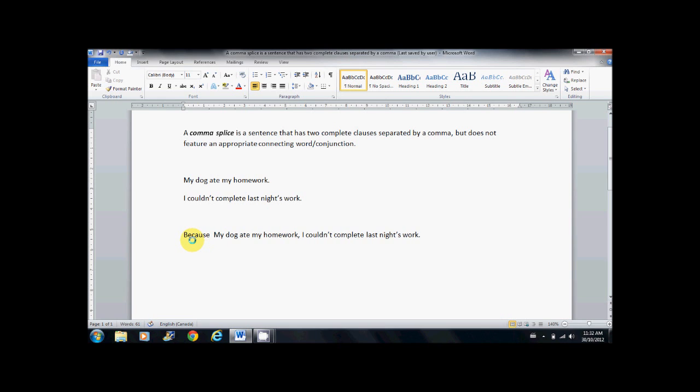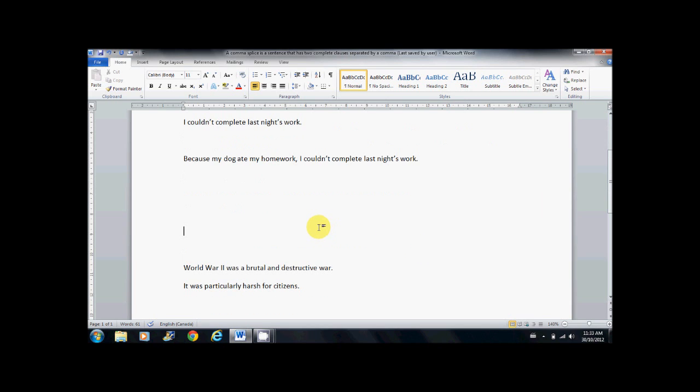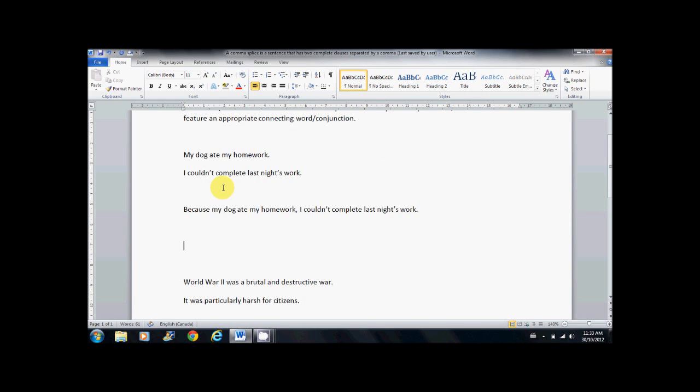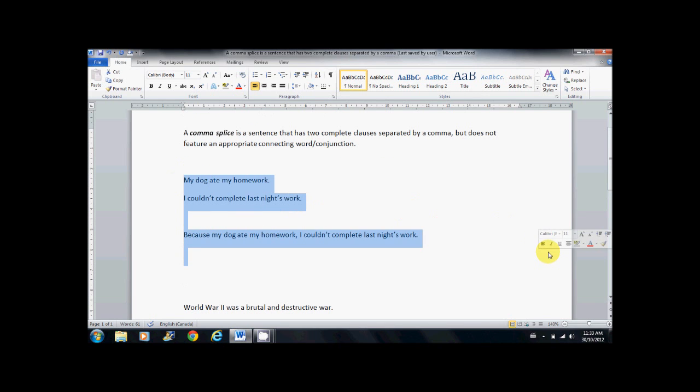All I need is a word that shows the relationship between these two ideas. So if I add the word because, and I switch the M here to lowercase, so we now have because my dog ate my homework, I couldn't complete last night's work. I get rid of the comma splice. So let's take a look at one more example really quickly.